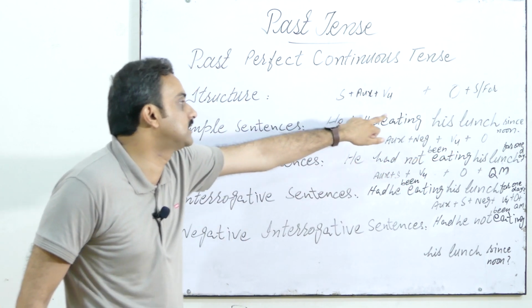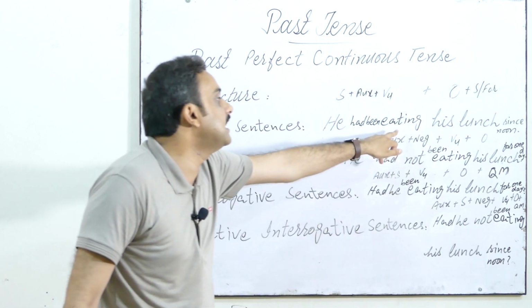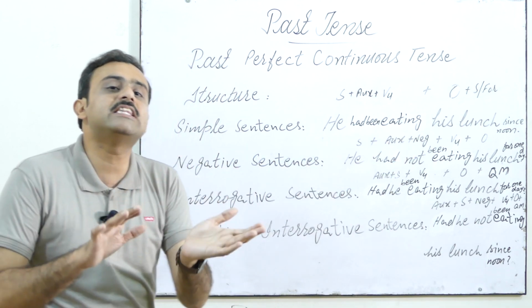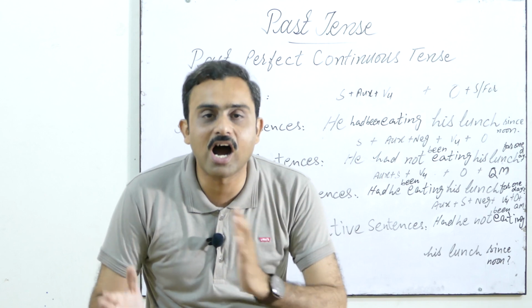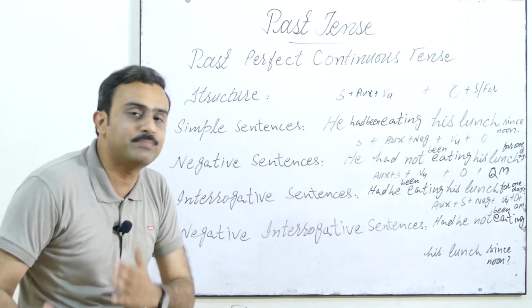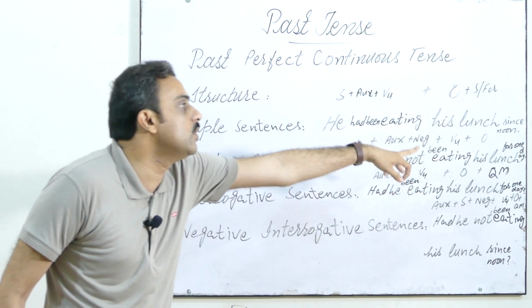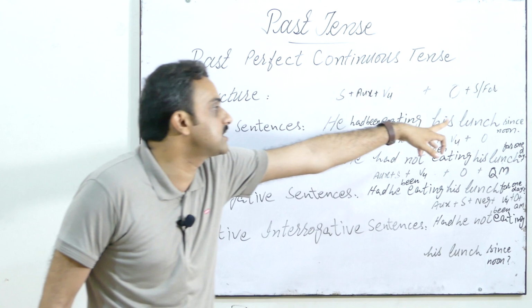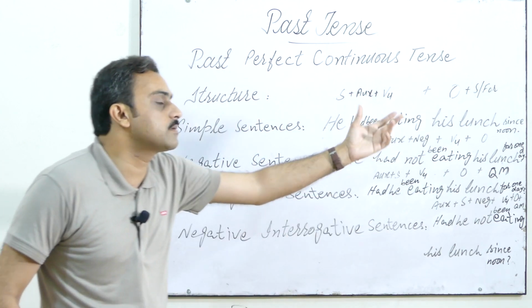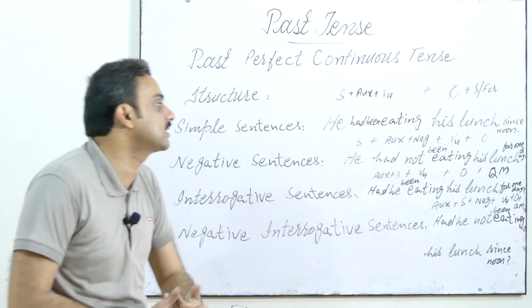Had been is the auxiliary. V4 means present participle, eating: the first form of the verb with the addition of the morpheme ing, so it became eating. He had been eating his lunch, object, since noon. This is your preposition. We used since with noon because the time is unlimited.